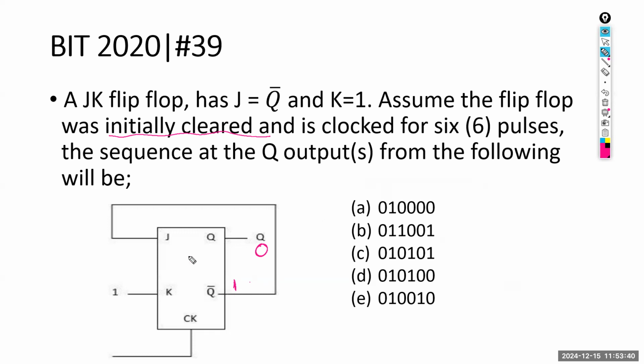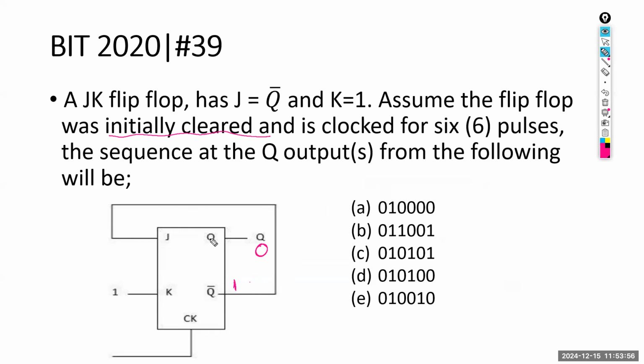And J is Q bar. Your J is Q bar. You can see Q bar is connected to J. And your K is hard coded to 1. K is always 1. It is not going to change. But J is Q bar.